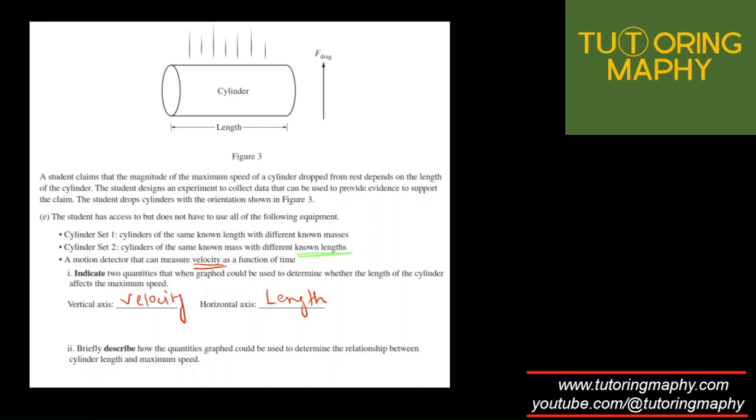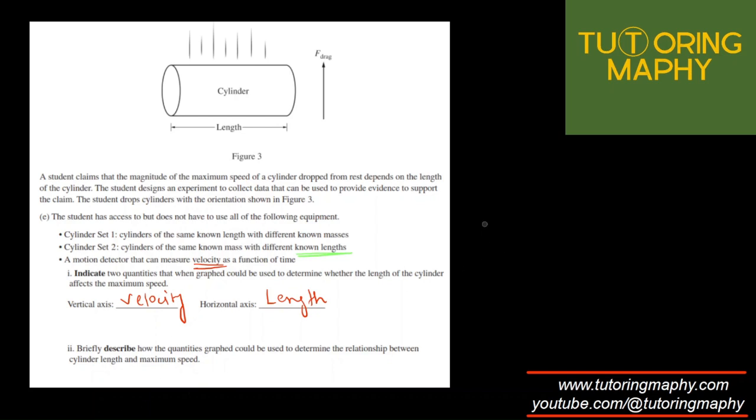Now they are saying to briefly explain how the quantities graphed could be used to determine the relationship between the cylinder length and the maximum speed. What are they trying to find, by the way? They are trying to prove that the magnitude of the maximum speed of the cylinder dropped from rest depends on the length of the cylinder, right? They are not saying it increases or decreases. So what do we know?